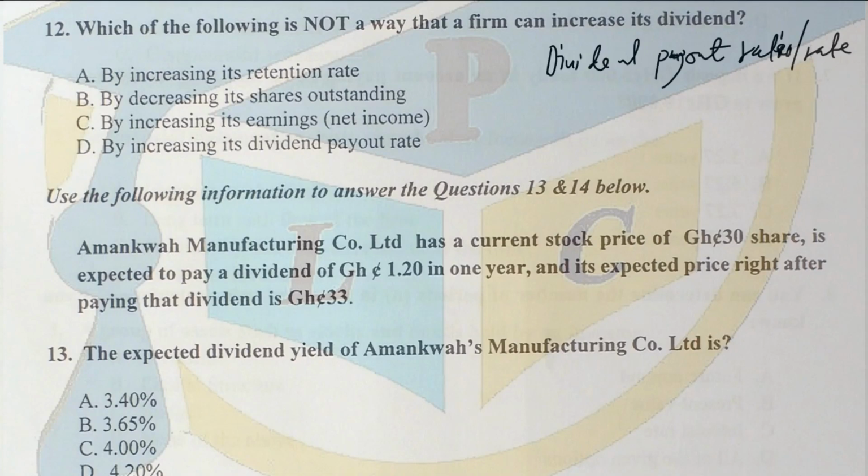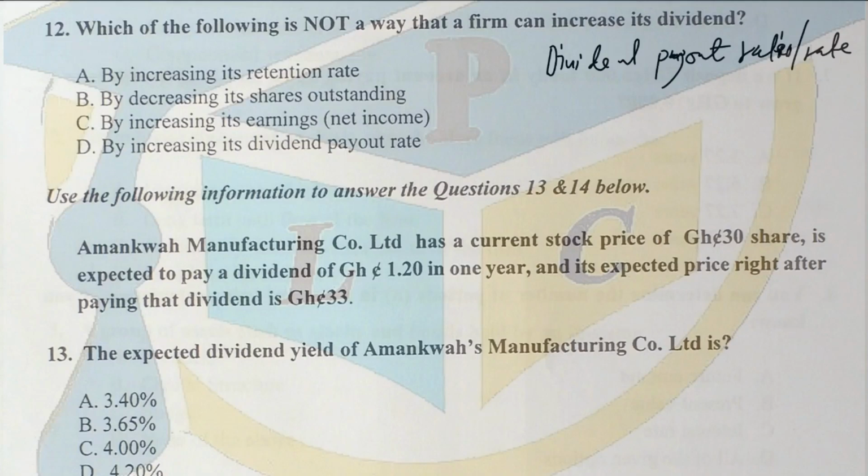Then decreasing our outstanding shares can also be a way of increasing dividend. Once we decrease our outstanding shares, we reduce the number of shareholders in the business. If we have few shareholders and you earn huge profits, these few shareholders are going to be paid higher dividends as compared to a large number of shareholders, which might cause dilution of dividend and dilution of shares.